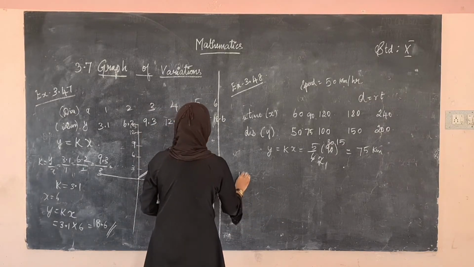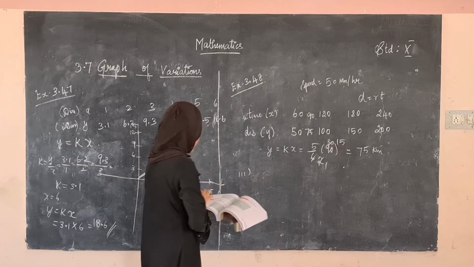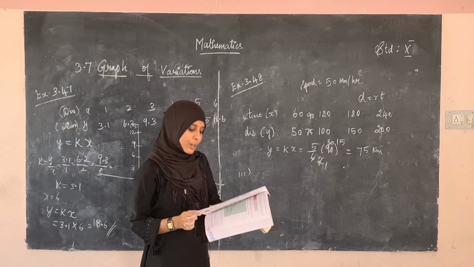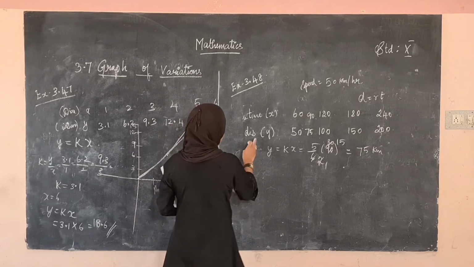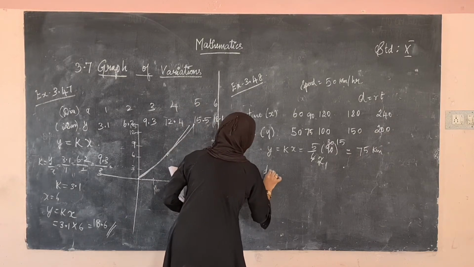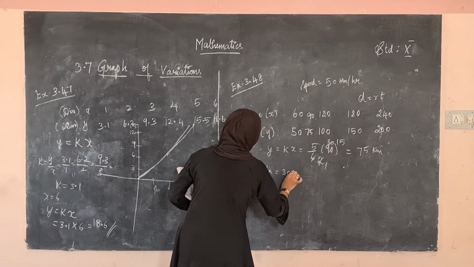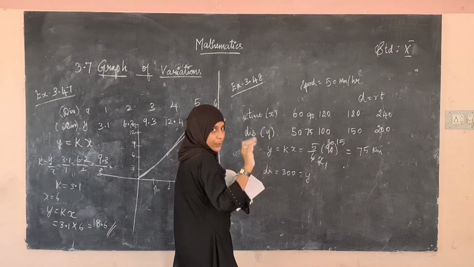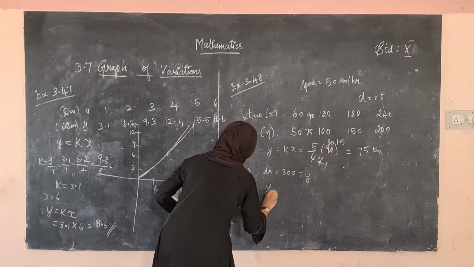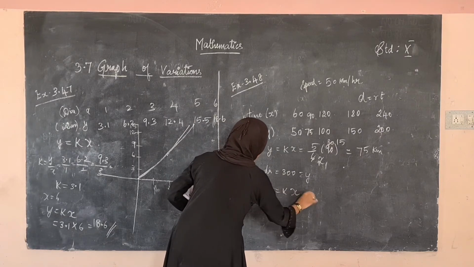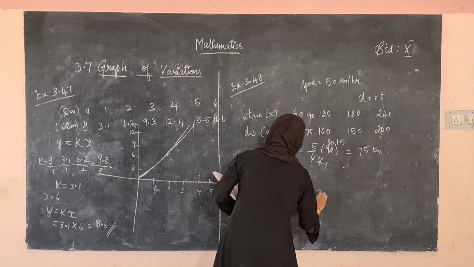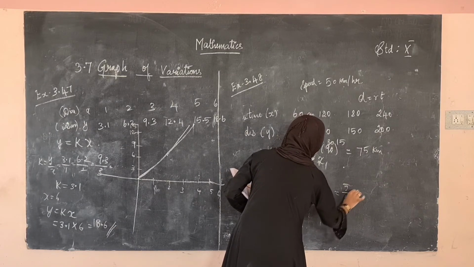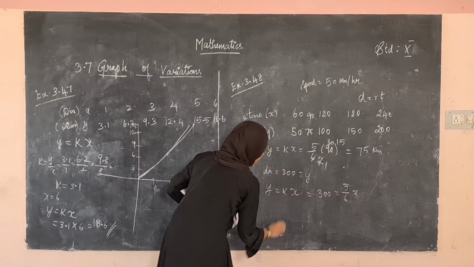And the third subdivision, what they have asked is, the question is the time required to cover a distance of 300 kilometers. So distance is 300. That is y, right? Y's value is 300. We have to find the value of time taken. That is, we have to find the value of x. Y is equal to k into x. Y's value is 300 is equal to, what's the value of k? 5 divided by 6 into x. We want to find the value of x.